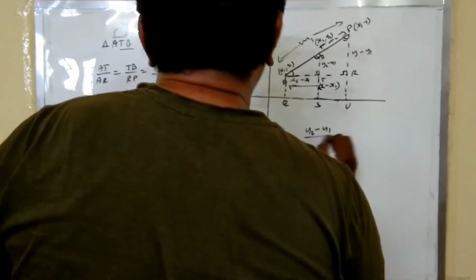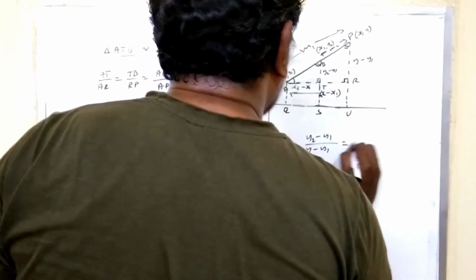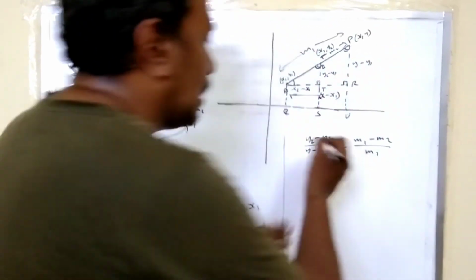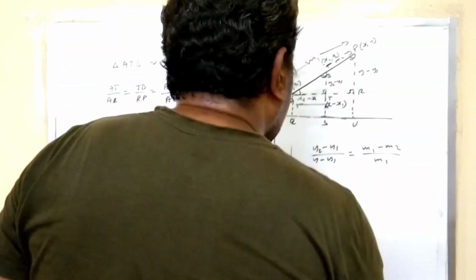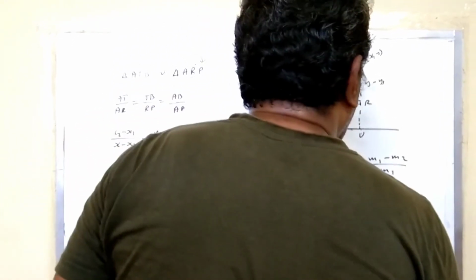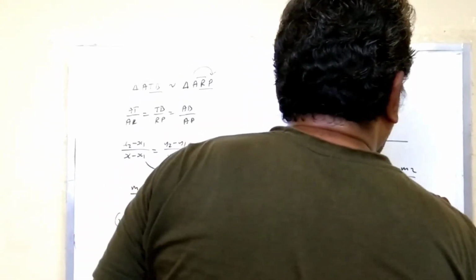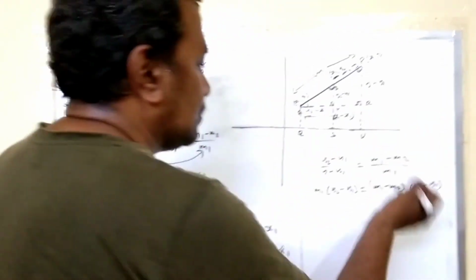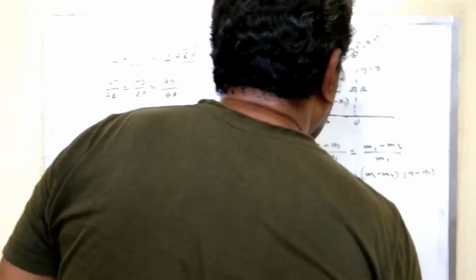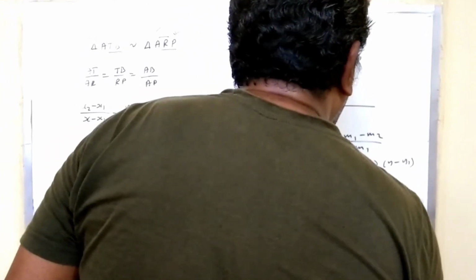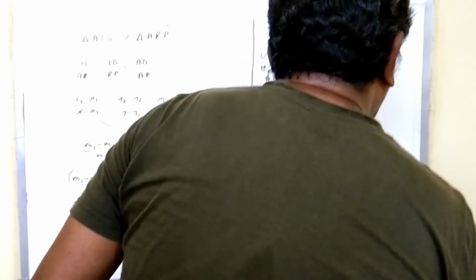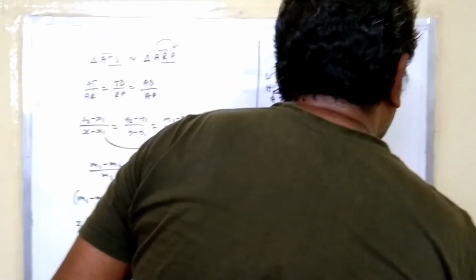Y2 minus y1 by y minus y1 is equal to M1 minus M2 by M1. As usual, cross multiply. M1 into y2 minus y1 is equal to M1 minus M2 into y minus y1. As usual, multiply: M1 y2 minus M1 y1 is equal to y into M1 minus M2. Here don't multiply this, minus y1 into M1 minus M2.